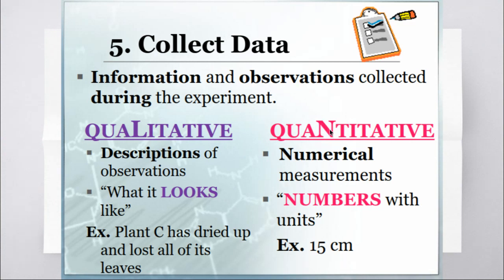Quantitative data has that letter N in it. Okay, notice that's the only difference between the way these are spelled. The N, think numbers, numerical measurements. It's data that involves numbers, 15 centimeters, 5 grams, 20 inches. If it involves a number, it's quantitative data. And both are good, although we like quantitative whenever possible. So if we can get a quantitative measurement, if it's possible, definitely go for it. Qualitatives are nice to have in addition.